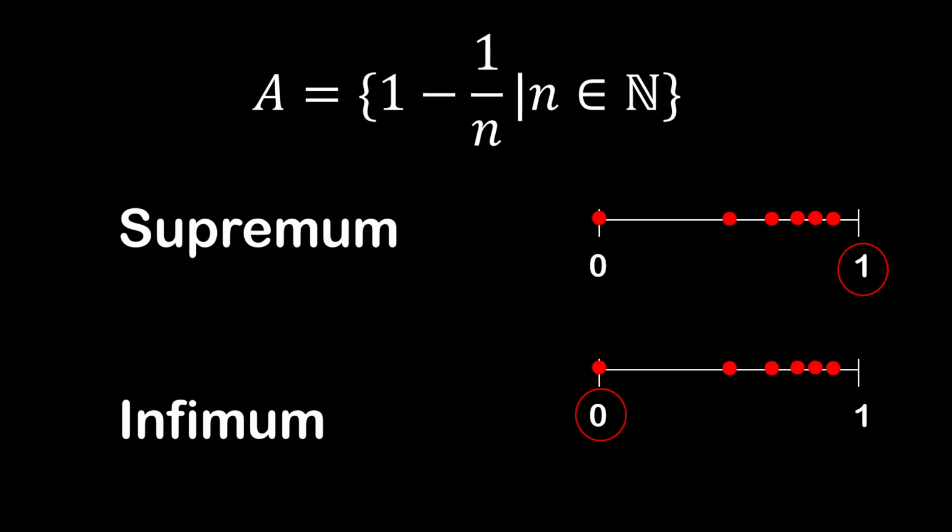And the infimum is just the lowest possible value. In this instance, we do actually have an infimum because the lowest value that n could be is 1, and 1 minus 1 is 0. So the infimum is 0 in this instance.